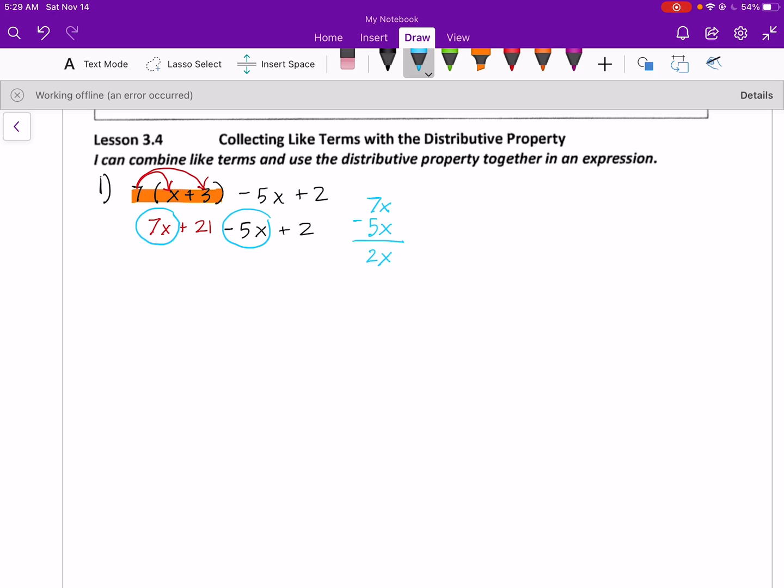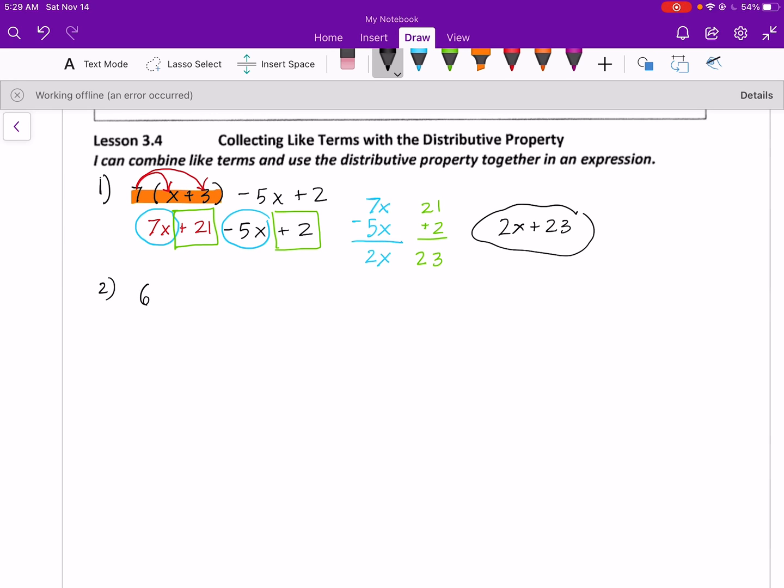So then I'm going to pick up green, another color. I'm going to put a box around my other like terms. So these are my constants, my numbers. So I have 21 plus 2. And 21 plus 2 is 23. Now there's no signs there, so I know those would both be positive. And so my answer, when I put it together, would be 2x plus 23. And ladies and gentlemen, there you have it. Collecting like terms with the distributive property. Always do the distributive property first.